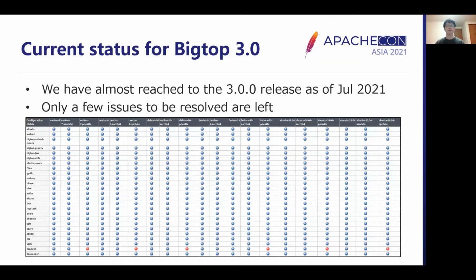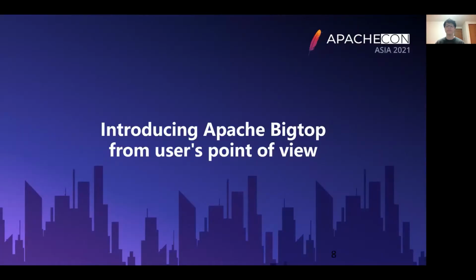This is a screenshot of our CI result. This matrix represents that we have already succeeded in building all components for all Linux distributions and CPU architectures we support, except for a few cases shown by red circles. We also still have a few smoke test failures and a few issues pending, but I expect those problems will be resolved in a few months.